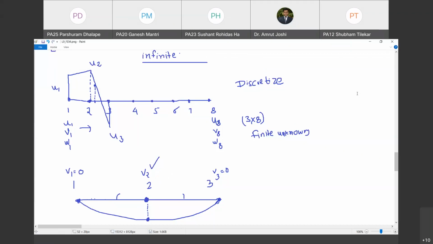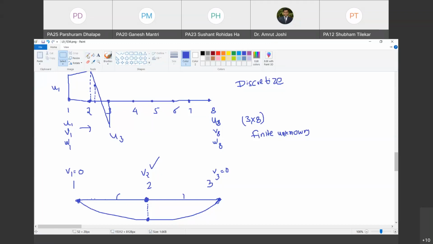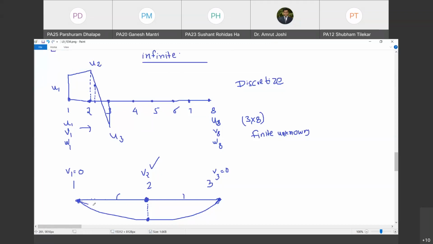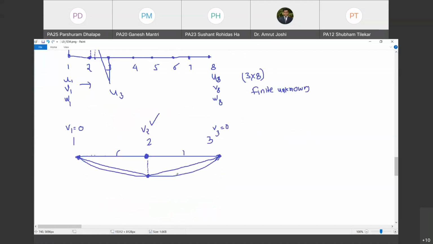Okay. So V2 is known. Now, once V2 is known, I am going to do the linear interpolation. Once I do the linear interpolation, the deformed shape by FEM is going to be this one. And you will see that this deformed shape does not agree with the actual deformed shape. Are you with me? It is not agreeing. That's all right. So what do I do now?